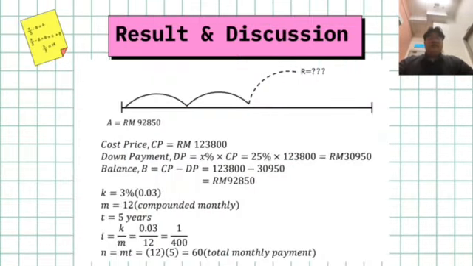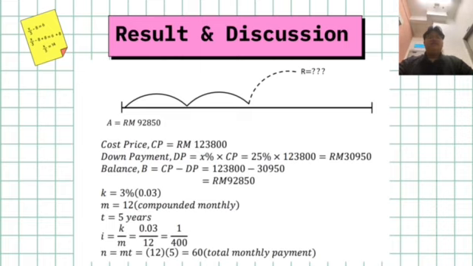Result and discussion for annuity. Cost price CP equal to 123,800 ringgit. Down payment DP equal to X% times CP, which is 25% times 123,800 ringgit, equal to 30,950 ringgit. Balance B equals CP minus DP, which is 123,800 ringgit minus 30,950 ringgit, equal to 92,850 ringgit.